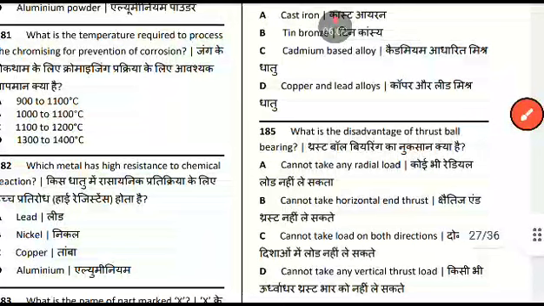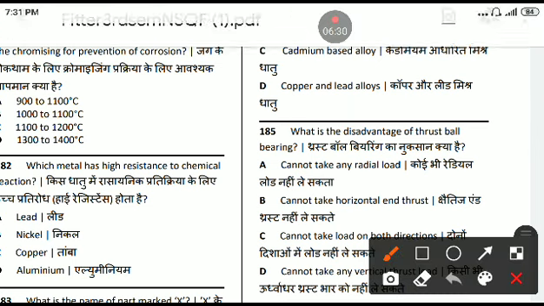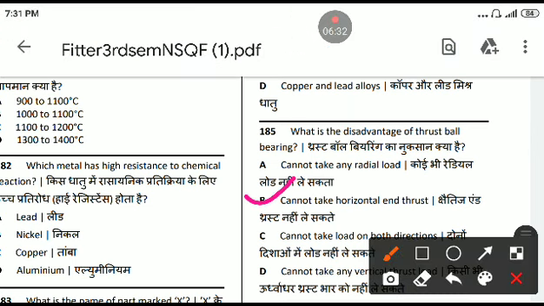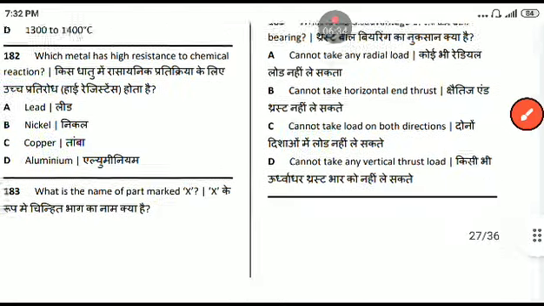What is the disadvantage of thrust ball bearing? Cannot take any radial load, cannot take horizontal and thrust, cannot take load on both direction, cannot take any vertical thrust load. Option B. Cannot take horizontal and thrust.